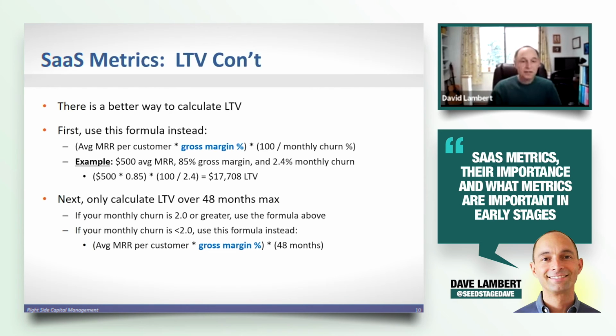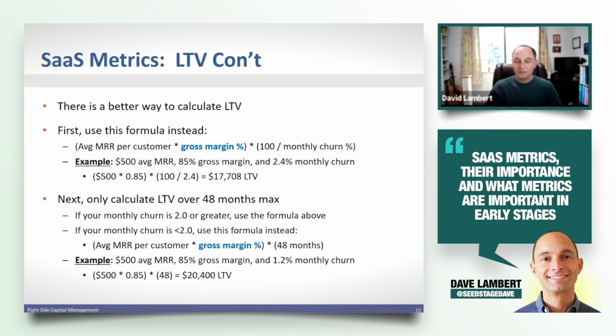So let's do another example. You've got $500 average MRR per customer. You've got 85% gross margin, and you have 1.2% monthly churn. Well, that's below 2%, so I'm going to use this formula. It's just 500 times 85%, and I multiply it times 48 months. So now my LTV is a little over 20,000.